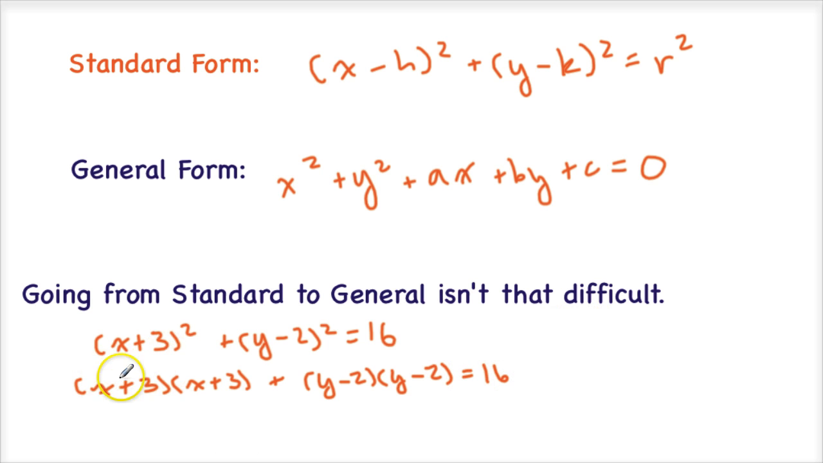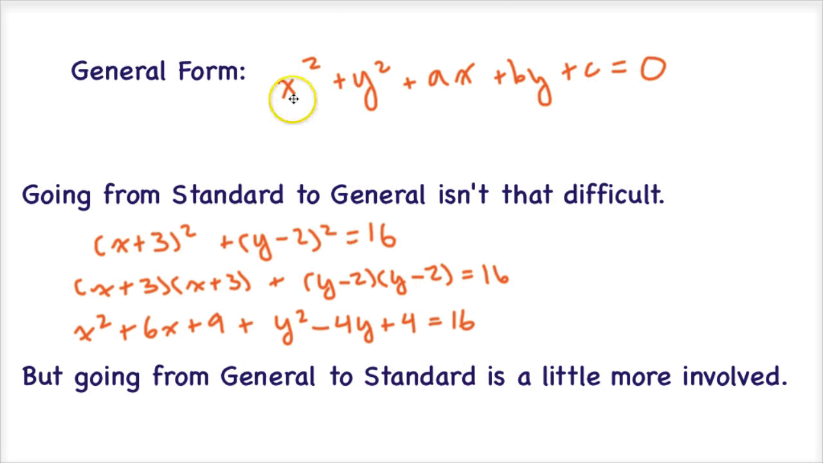So now I just FOIL this out. I'm going to get x² plus 3x plus another 3x is plus 6x. Plus 3 times plus 3 is plus 9. Okay, so I got that all simplified. Now y times y is y² minus 2y minus another 2y is minus 4y. And negative 2 times negative 2 is plus 4. And that all equals 16.